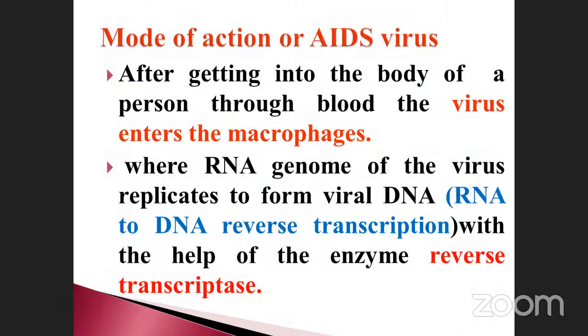Okay. Mode of action of the AIDS virus. After getting into the blood of a person, the viruses enter the macrophages. When the virus enters the particular person, it may first enter the macrophages. What is meant by macrophages? The macrophage is a WBC, isn't it?